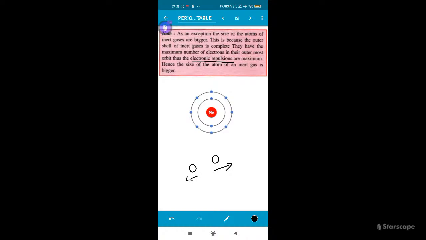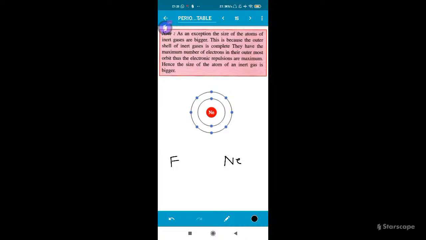The nuclear pull is not able to pull it towards itself. The interelectronic repulsions are too much. As a result, they move farther away. Therefore, we can say that the size of an atom of an inert gas or of a noble gas is bigger. So, a very interesting question can be asked, that in case of fluorine and neon, which one will have a larger size and why?